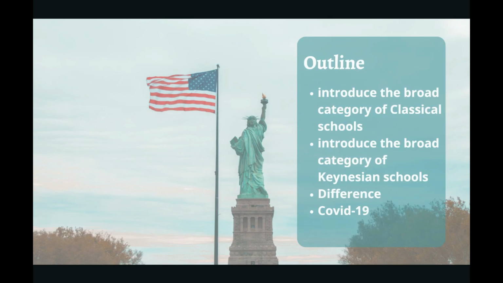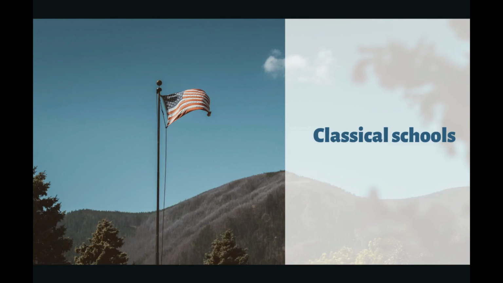So this is my outline. I'm going to introduce the broad category of classical schools, introduce the broad category of Keynesian schools and their differences, and the COVID-19 impact on the US economy and how the government dealt with that problem. So the first one is the classical school.